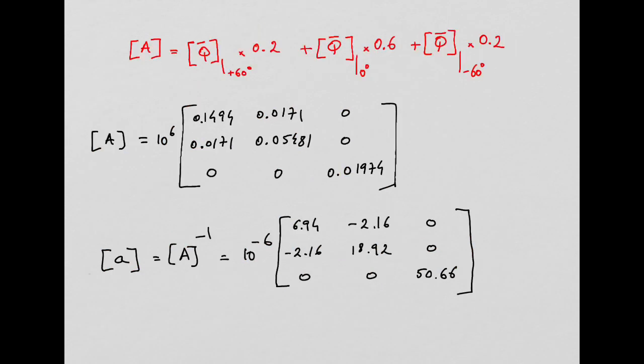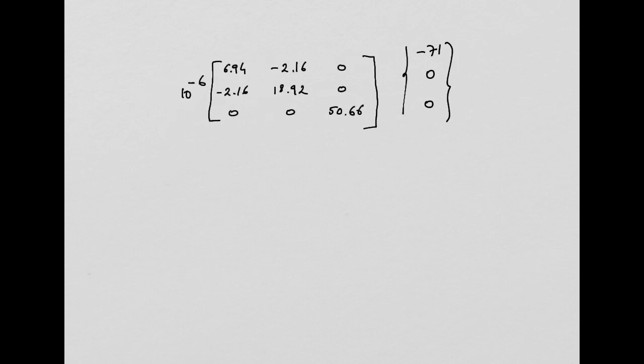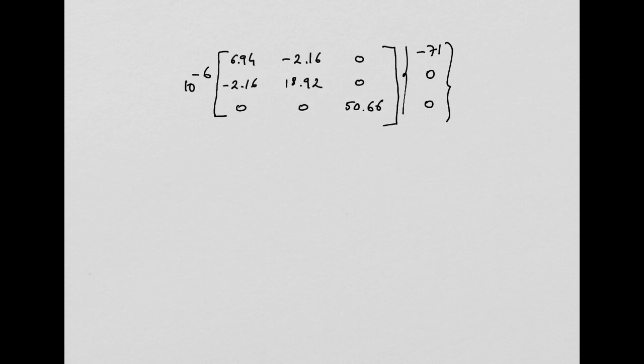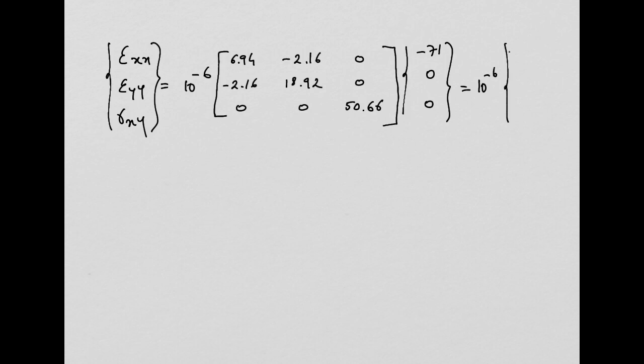Now, if I apply my compliance matrix, which is the one here I'm going to copy, if I multiply this stress by my compliance matrix, the result is going to be my strain tensor, which is what I'm looking for. This gives, according to my calculations here, 10 minus 6 times 0. All right?